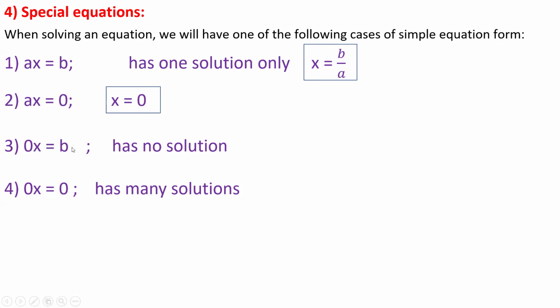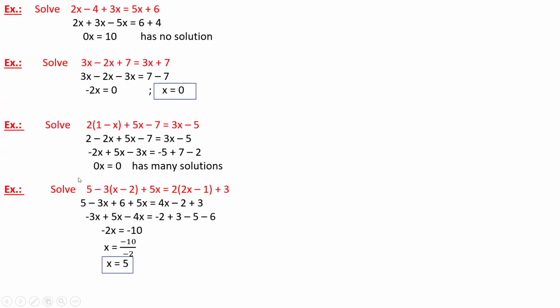0x equal b. So what should x be if I multiply it by 0 to give me b, which is a number? Of course, this has no solution because x, whatever x is, if I multiply it by 0, it always gives me 0. It never gives me b, so we say this has no solution. 0x equals 0. This equation has many solutions. So these are the special solutions which you should memorize and understand.